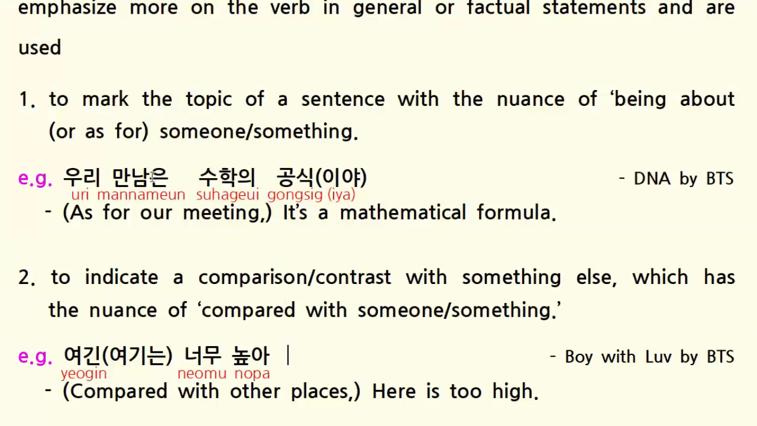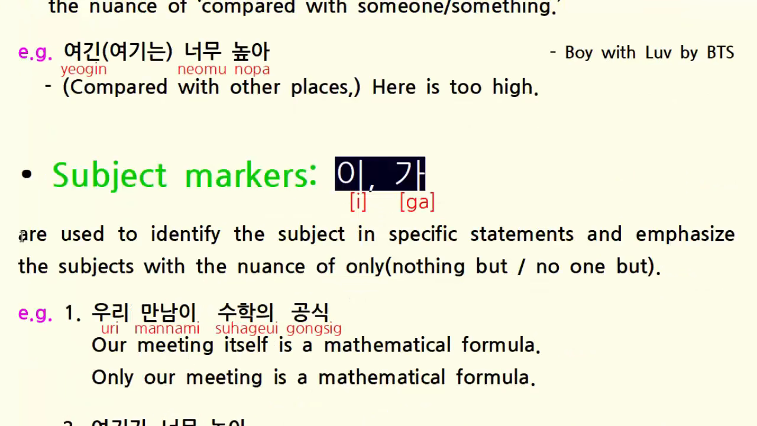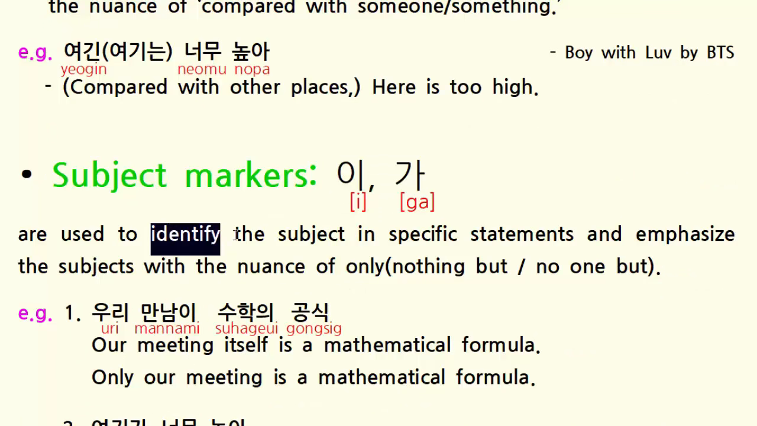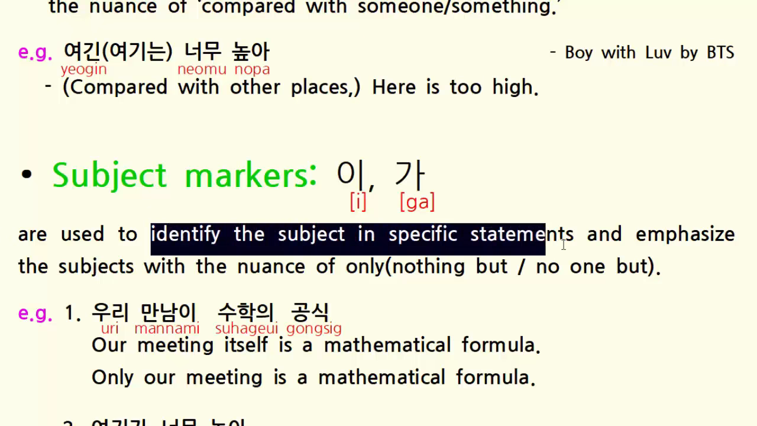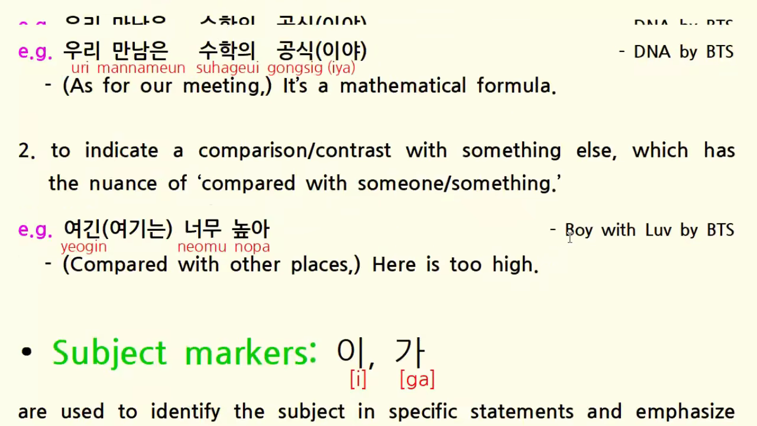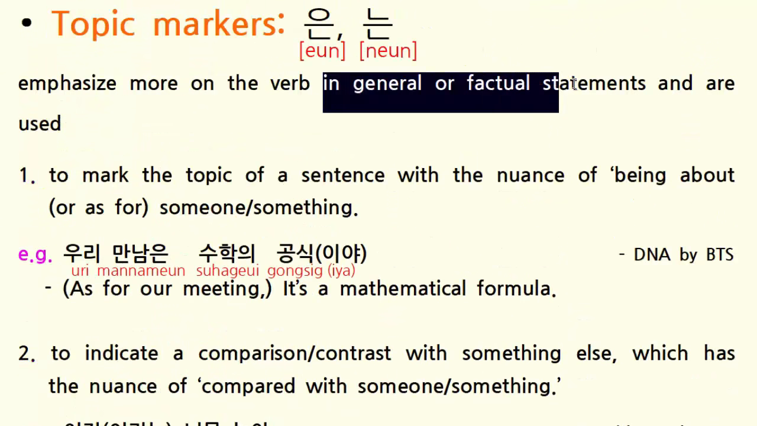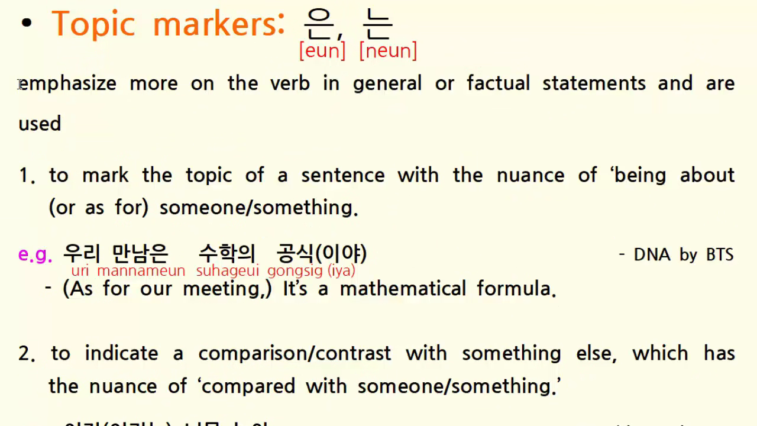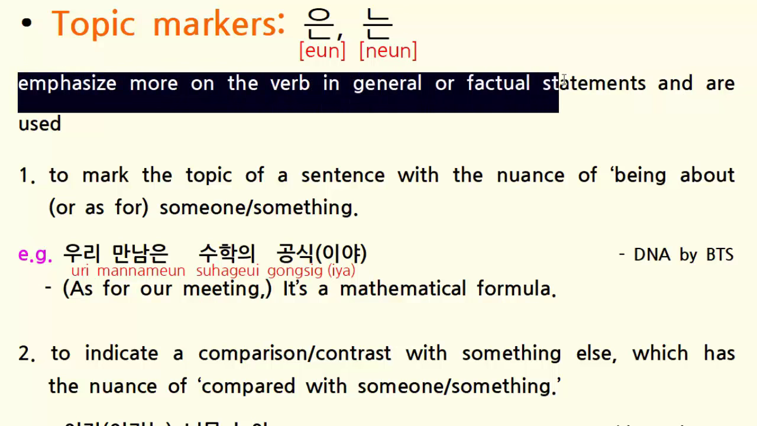Now we're going to find out what will happen when we change these topic markers into subject markers, 이 or 가. These subject markers are used to identify the subject in specific statements. Do you remember the topic markers are used in general and factual statements? Right, here, in general or factual statements. So these topic markers emphasize more on the verb in general or factual statements.